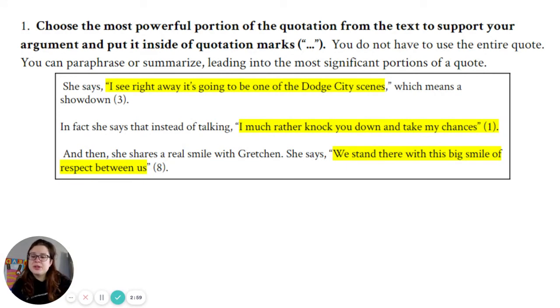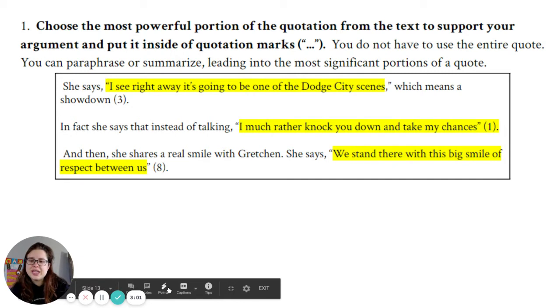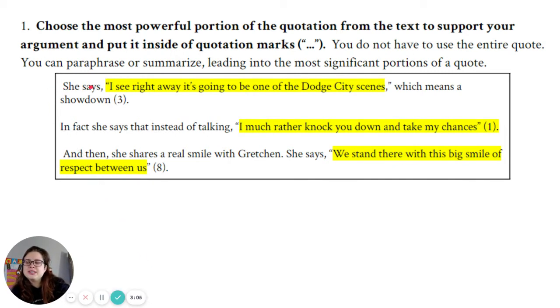Then I'm going to put that important part in quotation marks. So you'll see in this first example, it says, she says, quotation mark, I see right away it's going to be one of the Dodge City scenes, quotation mark. You'll observe that in my other 2 examples as well. The quotation marks only go around the words right from the story.